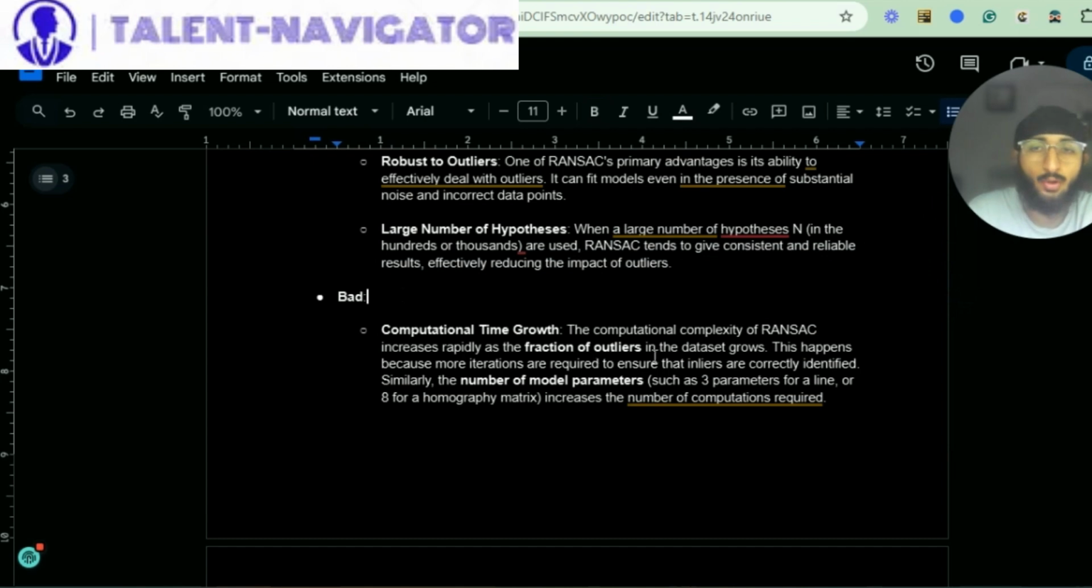But its disadvantages or cons are computational time growth. The computational complexity of RANSAC increases rapidly as the fraction of outliers in the dataset grows. This happens because more iterations are required to ensure that inliers are correctly identified. Similarly, the number of model parameters, such as 3 parameters for a line or 8 for a homography matrix, increases the number of computations required.